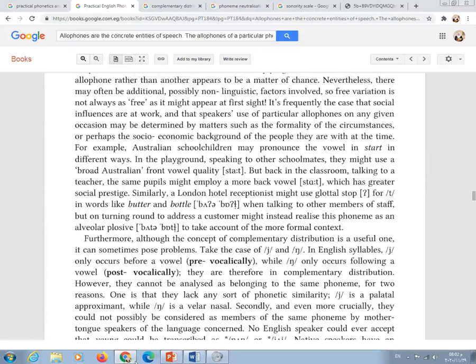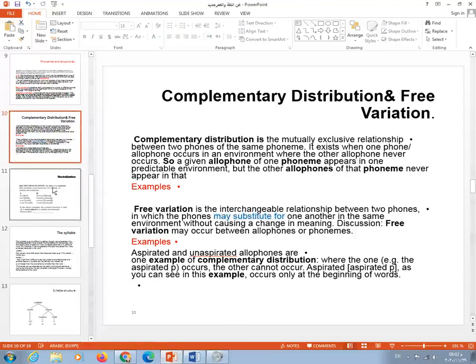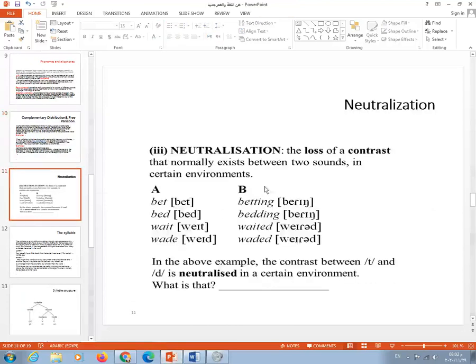Okay, so these are the two things that I want to talk about in this regard. Let's talk about the second topic, which is neutralization. Neutralization, as you see here, is a loss of a contrast that normally exists between two sounds in certain environments. So we have two sounds which are different, and each one has its own identity. There is a distinction, a contrast between them, but in certain environments, in certain positions in words, such a distinction, such a contrast disappears. It no longer exists.